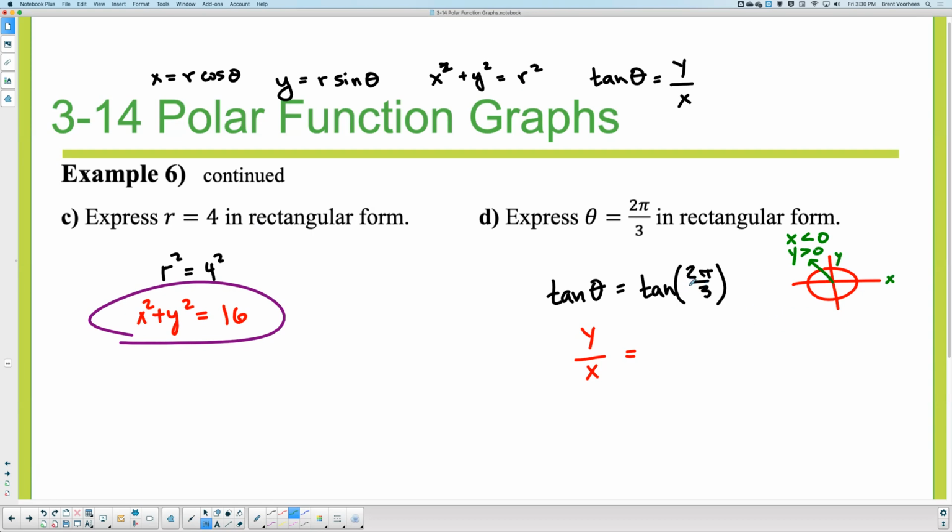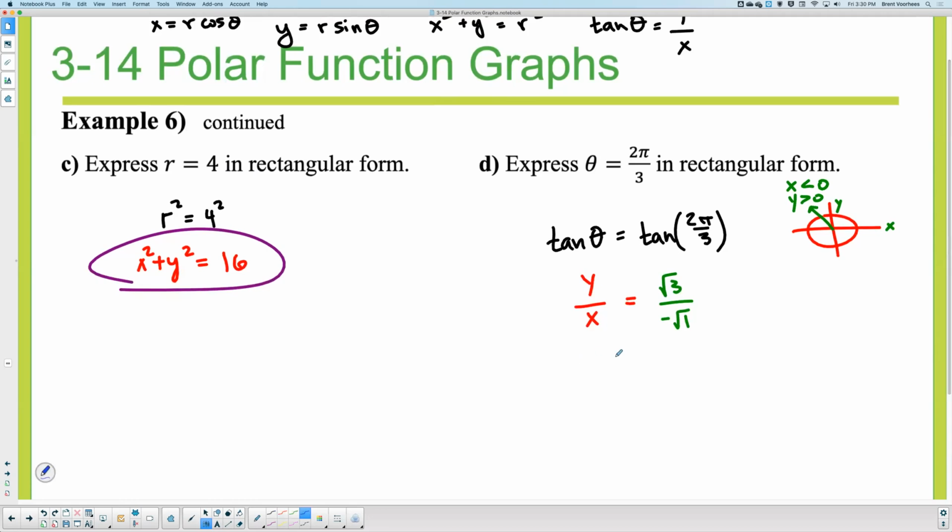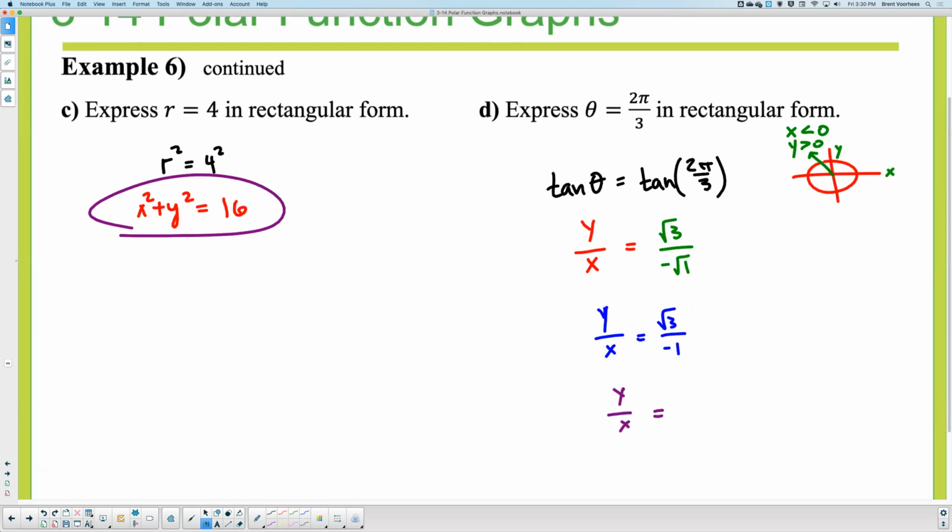So tangent 2 pi over 3, pi over 3 is my index finger. If I bend my index finger and flip my hand, I get a positive square root of 3 for the y, but I get a negative 1 for the x. I can reduce that. So it's y over x equals square root 3 divided by negative 1. And y over x equals, that's just negative square root 3. Then I multiply both sides by x and I'll have my equation. So I have my equation y equals negative square root 3 of x. There's my equation there in rectangular form.